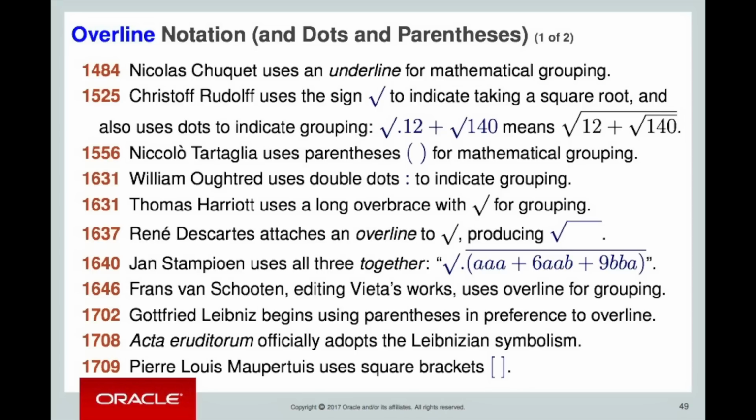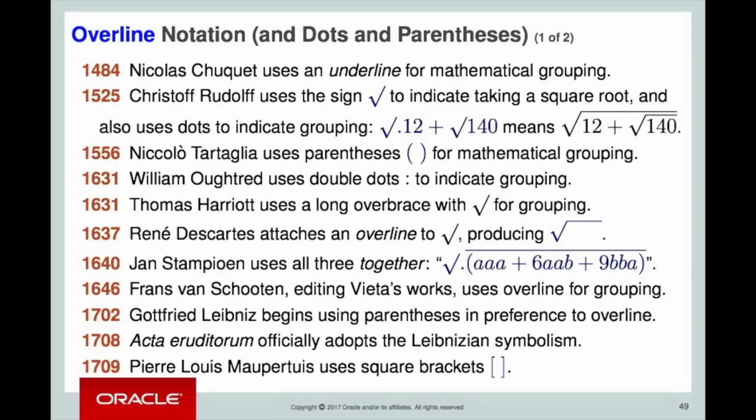In 1702, Leibniz began using parentheses in preference to overline because he said this will make much less work for the typesetters, and he was worried about the efficiency of the typesetting equipment. So he said, let's switch from overline to parentheses. And 6 years later, Acta Eruditorum, I love the name of that journal, the Acts of the Erudite, officially adopts Leibnizian symbolism and says, let's use parentheses in all our papers from now on.